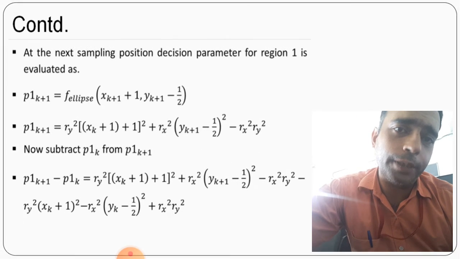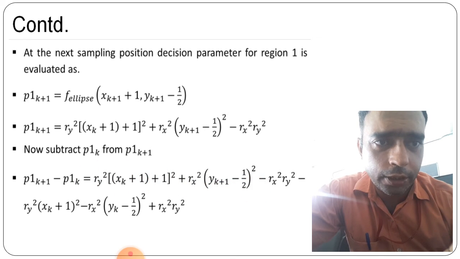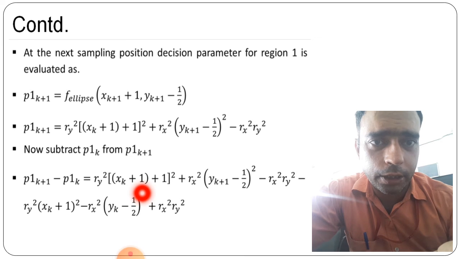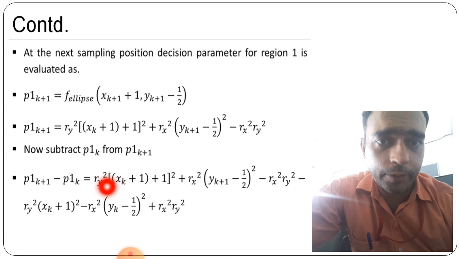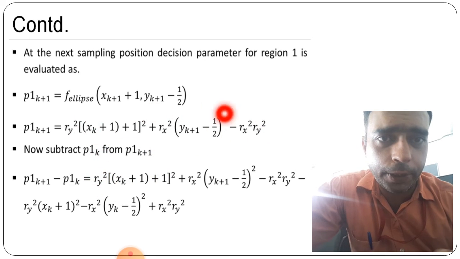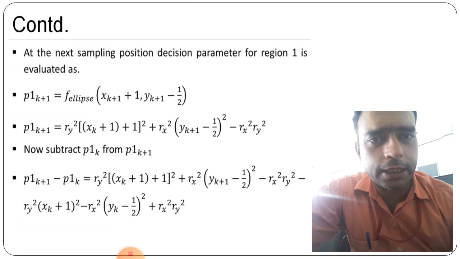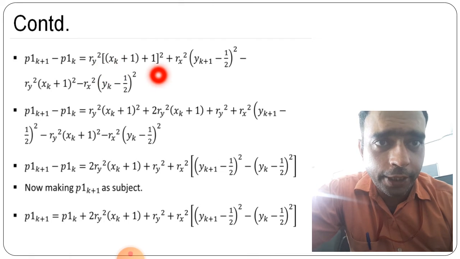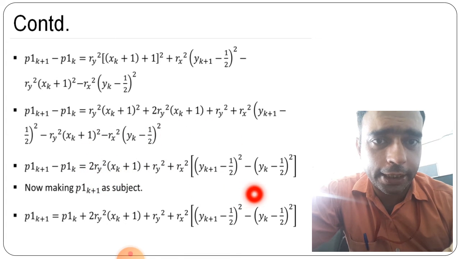So finally here it will be xk plus 1 whole square, yk plus 1 minus half whole square, and minus, and the particular part is opened now. So here it will be xk plus 1 whole square, and here also yk minus 1 half whole square. So this part finally we will get. This is the particular part that we are getting when we are subtracting these two parts, p1k plus 1 and p1k. And finally, after subtracting, we are opening all the brackets, and after opening all the brackets we are finally getting this formula.